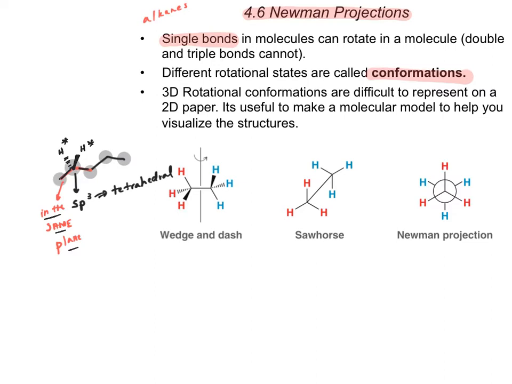Okay, so we're taking that idea behind bond line structures, and we're trying to assess the various conformations that can happen around these various bonds. Because again, we're going to be allowed free rotation.